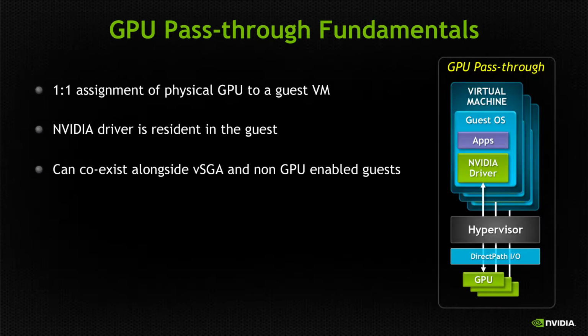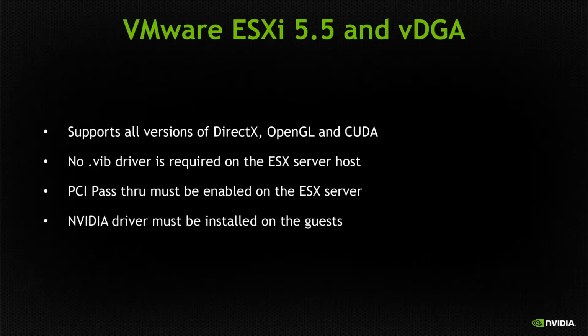Now, you can have a single server that can support VDGA, GPU pass-through. It can also support VSGA. You don't have to separate those different profiles on different servers. They can commingle. They can intermix. It's fine. So VDGA on ESX 5.5 supports all the current versions of DirectX and OpenGL. And as some people have asked, it supports CUDA.